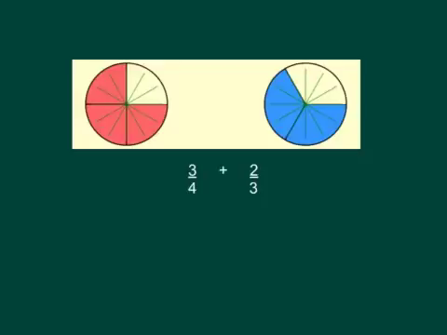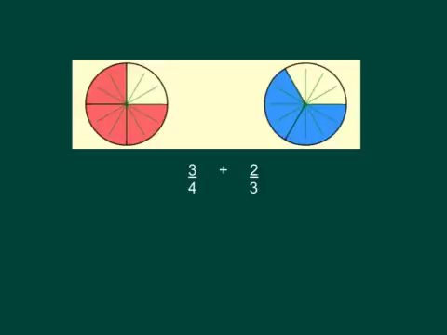With this example, notice now that we don't have the same size of pieces. We've got 3/4 and 2/3. Since our pieces are not the same size, we can't go ahead and add them the same as we did in the first example. We have to make sure that our pieces are the same size. And you can see here that we've drawn in green lines to recut both of these circles into 12 pieces, which is the common denominator.